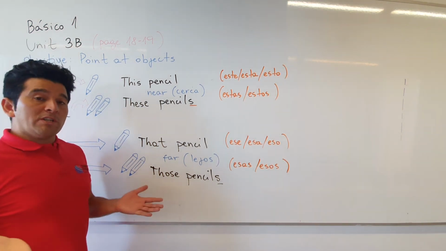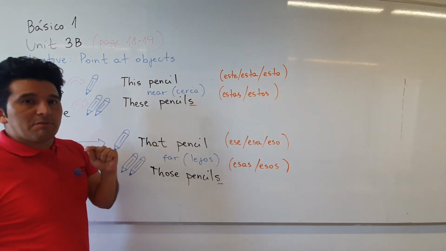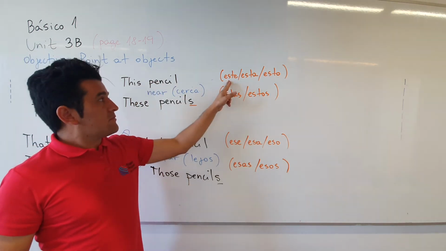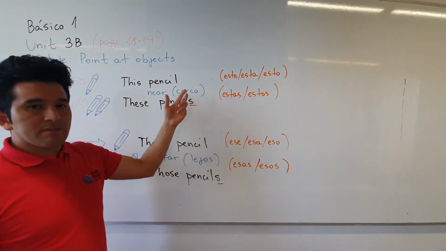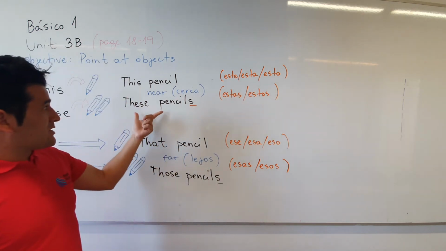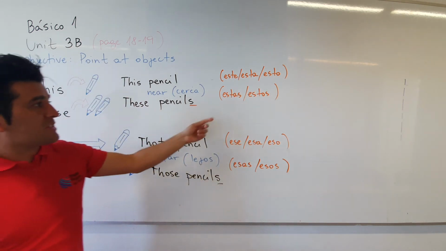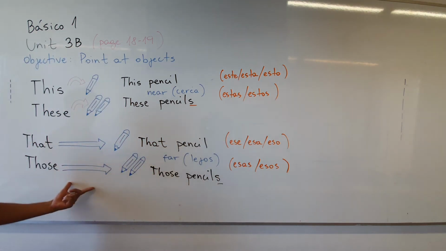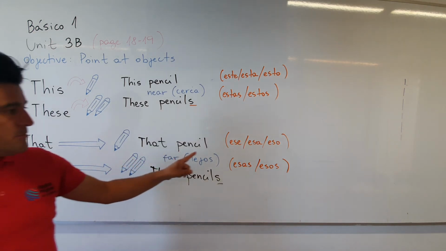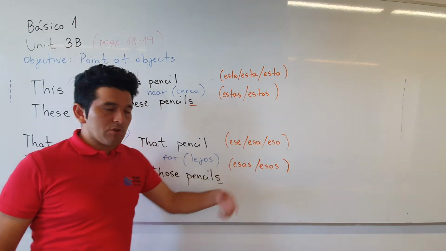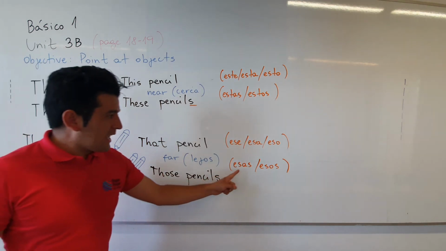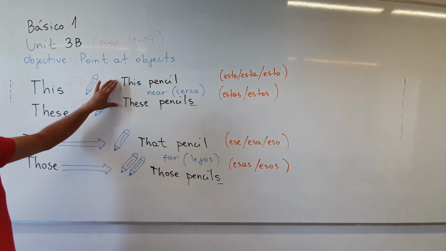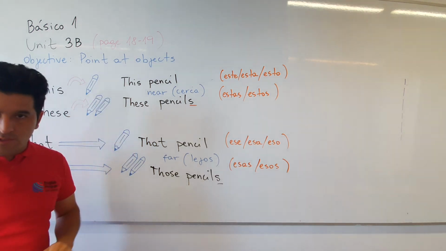Okay, and if we want to know the words in Spanish, here we have the meaning. For example, when I say this pencil, I'm saying este lápiz. Esta, esto. In the case of these pencils, these, we say estas, estos lápices. In the case of that and those, look at one. That means ese, esa, eso. And those means esas, esos. Okay? So that is the difference between this and these, and that and those.